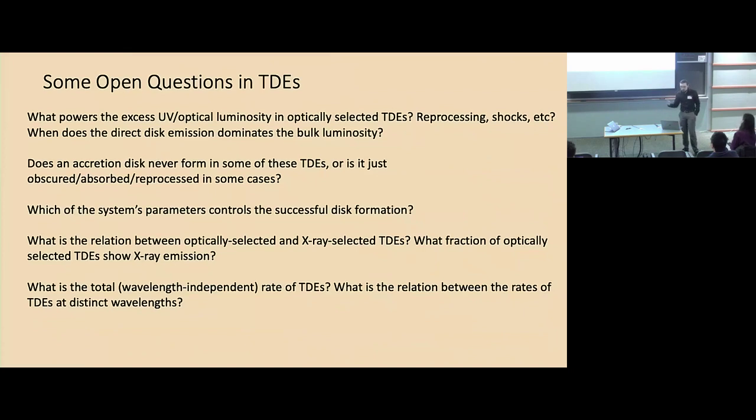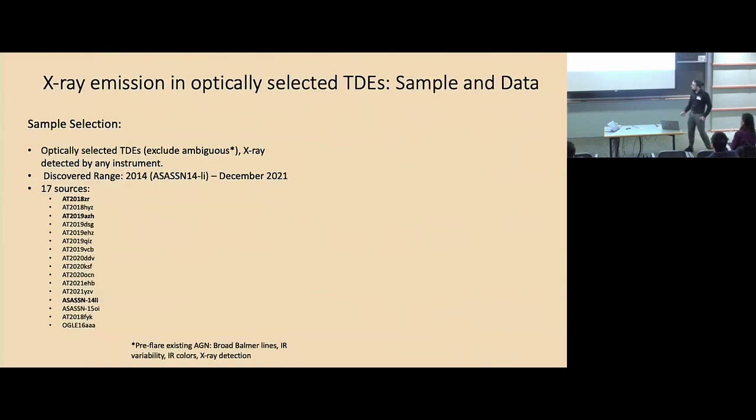What's the fraction of optically selected TDEs that show X-ray emission or don't show X-ray emission? And also, what's the total rate of TDEs? What's the relation between the rates in the X-ray and in the optical? So to try to tackle some of those questions, we performed this systematic analysis of the X-ray emission in optically selected TDEs. We selected all the TDEs that were discovered between 2014 and December 2021. We excluded everything that could be an AGN and required X-ray detections. That gives us 17 sources in this period.